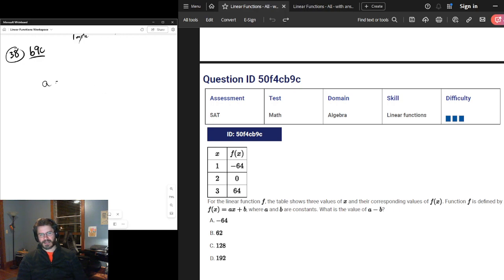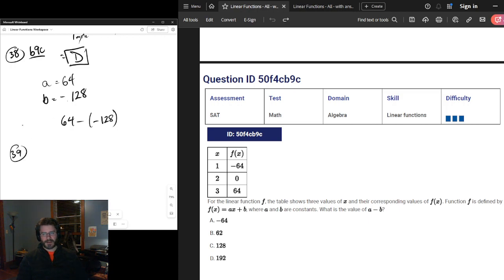So a is 64, and the y-intercept b, you just walk that back another 64 and you get negative 128. So a minus b is 64 minus negative 128. Add those two things together. Of course, it's going to be bigger than 128, so it's going to be D. Because when you subtract a negative, the sign flips. Don't forget to check for that. Moving on.